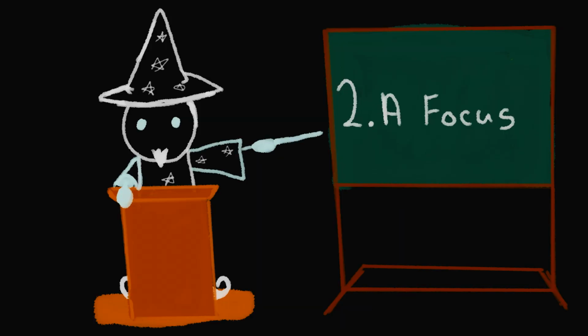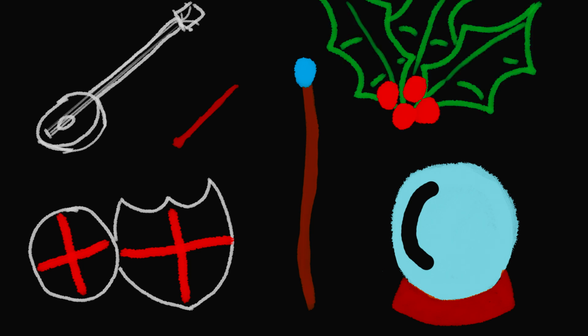Number two, having a focus. Bards have instruments, clerics and paladins have their holy symbols, sorcerers, warlocks and wizards have wands, staffs and crystal balls, and druids have mistletoe. If you're holding your focus, you do not need to have those non-priced material components. The focus takes their place.